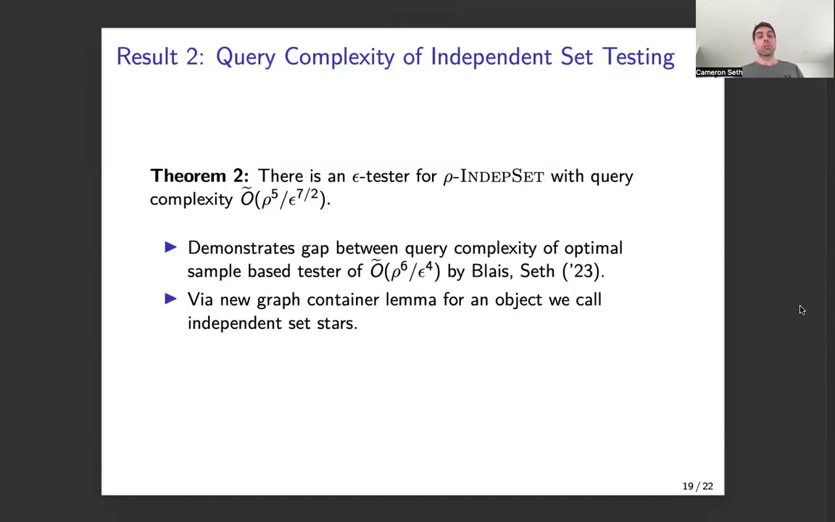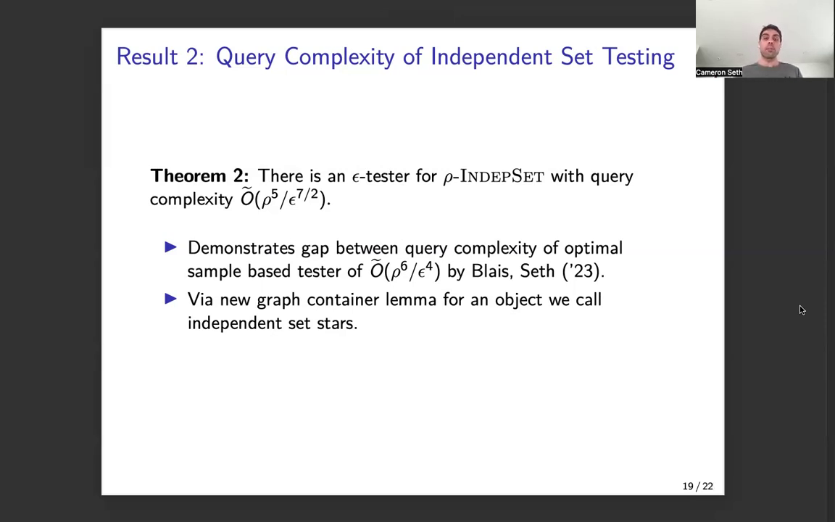Okay, for our second result, we go back to the row independent set property. But this time, we study the query complexity of testing this property. And what we study is a new algorithm that gives query complexity rho to the 5 over epsilon to the 7/2. And so how does this compare to our sample-based tester?